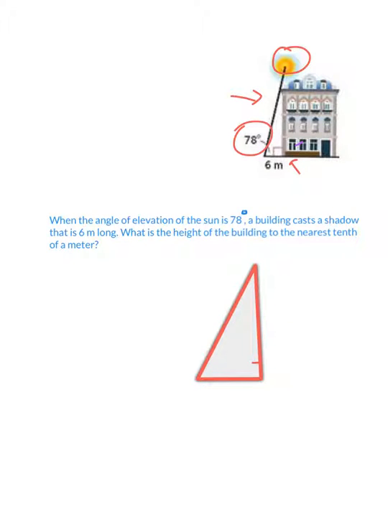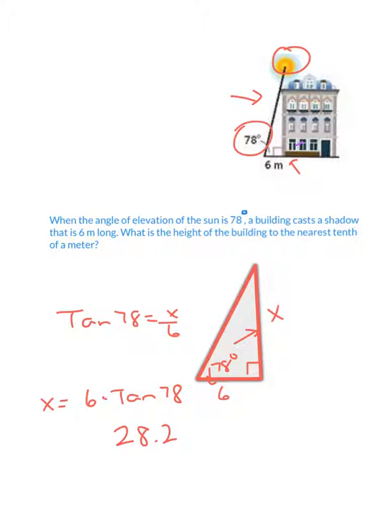So I'm going to work with this down here on my other triangle. There's my 90 degrees. I have 6 meters here, 78 degrees, and it's asking for the height to the nearest tenth of a meter. So that's what I'm looking for, the height of the building. So now again, I can use my trig functions. I have 78 degrees, and I know I have opposite and adjacent, so that's going to be tangent. So tangent of 78 is equal to x over 6. So I know x is equal to 6 times the tangent of 78. When I multiply these together, I get 28.2 meters when I round. And that's the height of the building.